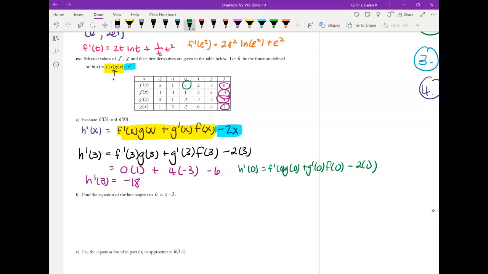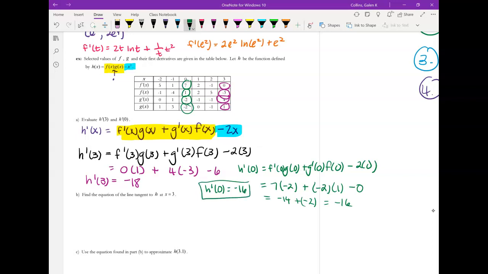All right, f prime of 0 is 7. G of 0 is negative 2. We're going to add to that g prime of 0, which is negative 2, times f of 0, which is 1. And we know 2 times 0 is 0. So negative 14 plus negative 2 is negative 16. So h prime of 0 is negative 16.